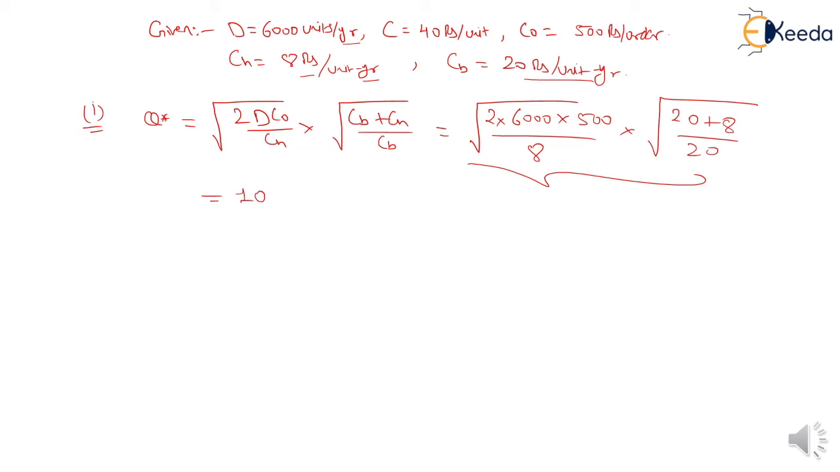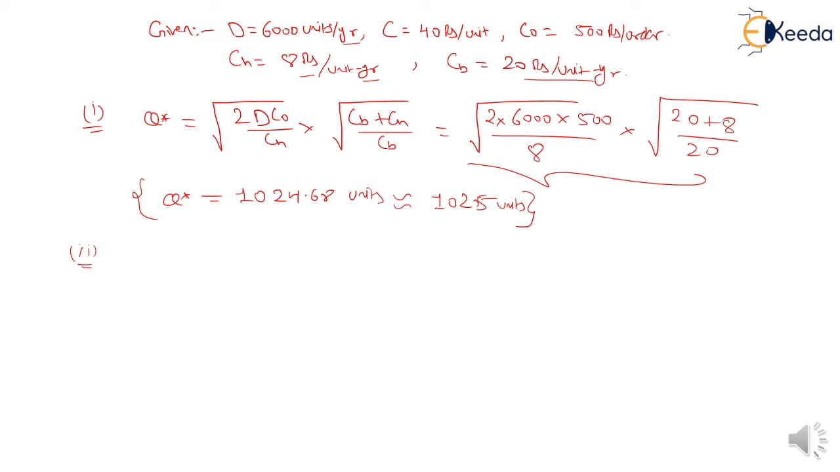The Q star is 1024.68 units. 1024.68 units is your answer. It is approximately 1025 units, which is the optimal order size in the shortage or stock out model. Clear to all?